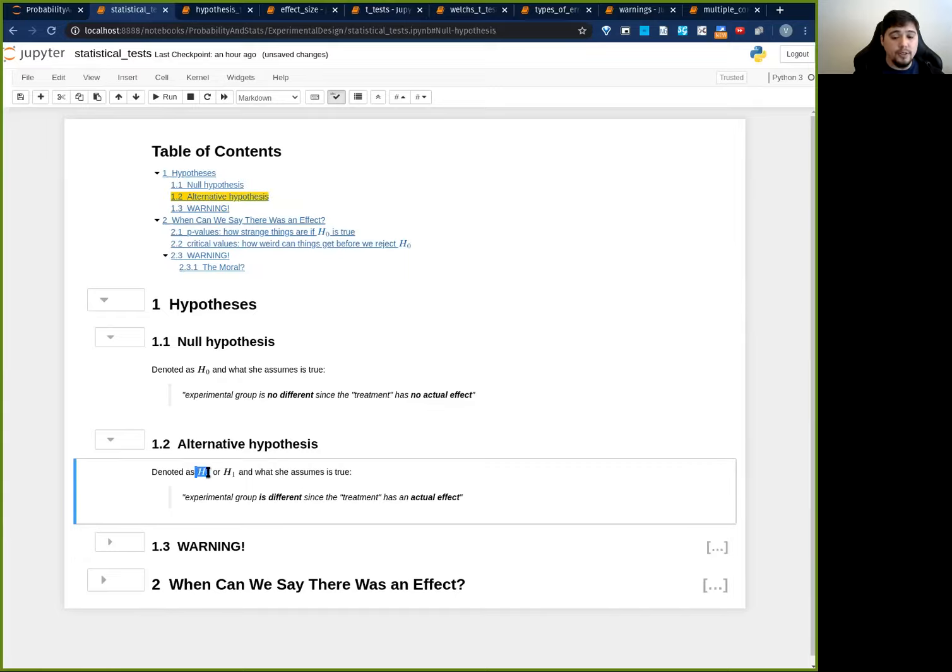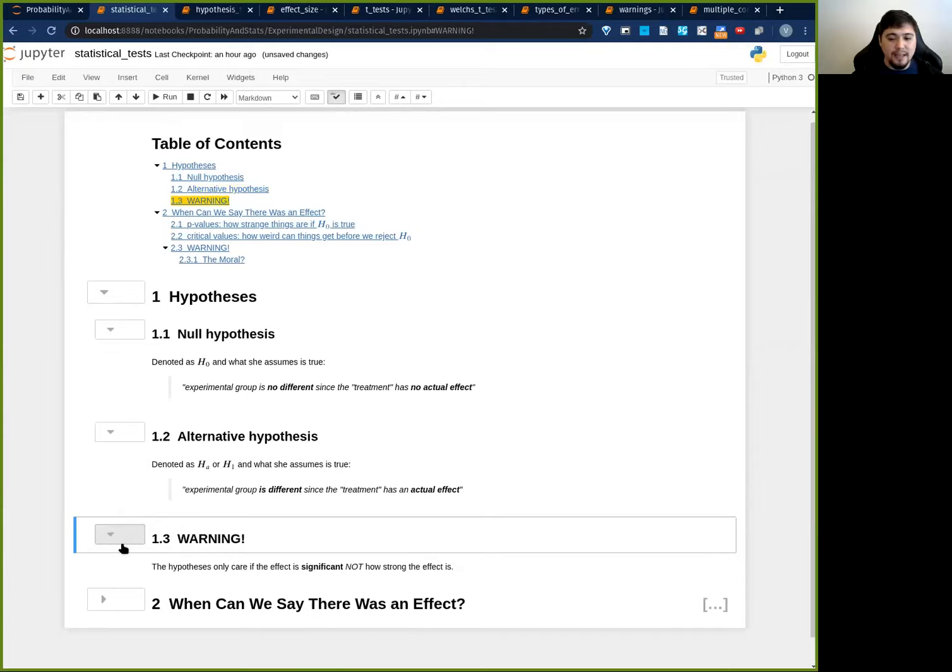Note that this notation usually is H sub A. Usually I see H sub 1, depending on the industry, where their academics come from, they might do either one of these notations. But the idea there is the alternative hypothesis is kind of the opposite of the null hypothesis.